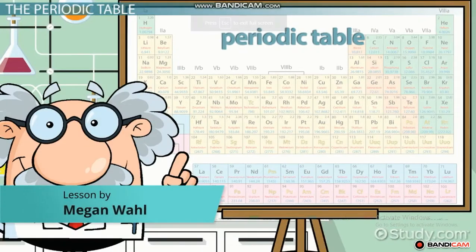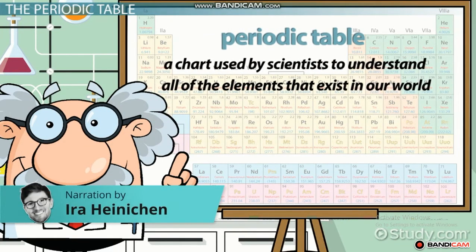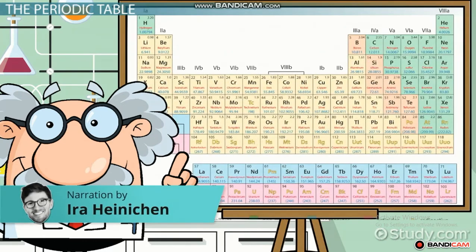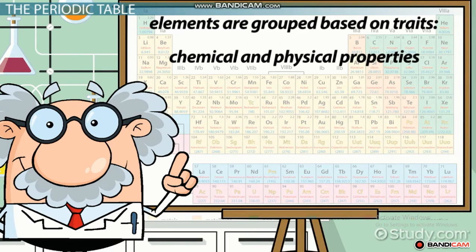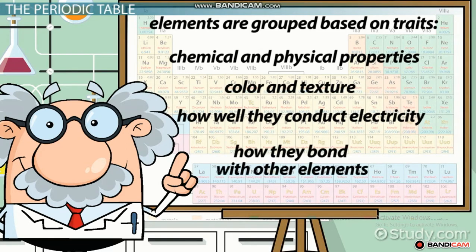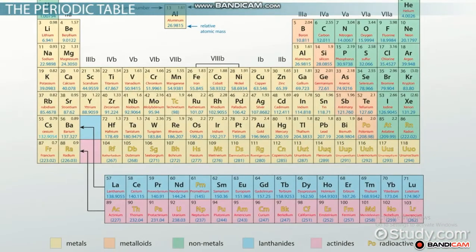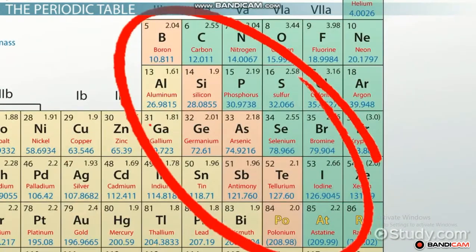The periodic table is a chart used by scientists to understand all of the elements that exist in our world. The elements in the table are broken down into different groups based on specific and shared traits, and are classified by their chemical and physical properties, color and texture, how well they conduct electricity, and how they bond with other elements. Most of the elements in the periodic table are either a metal or a non-metal, but some have shared properties of both metals and non-metals, and are called the metalloids.